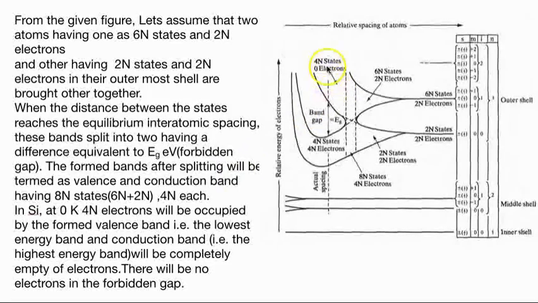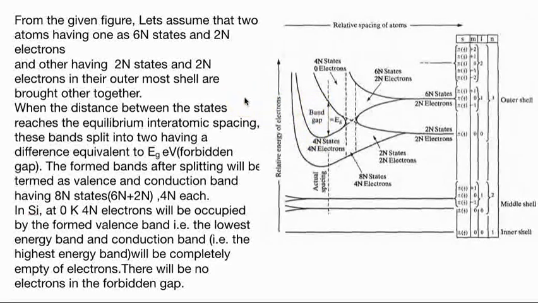You can see in this diagram that there are two atoms whose outermost shell is being combined to give two separate levels. One is the conduction band and one is the valence band, separated by a band gap.